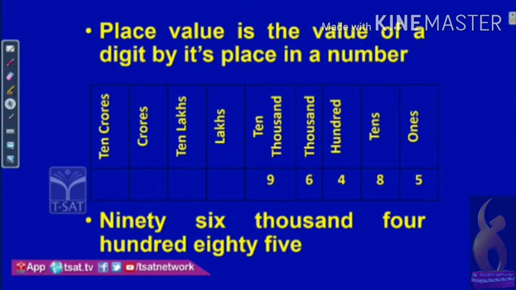The place value is the value at which the digit appears. For example, if you look at the number, 5 is in ones place, 8 is in tens place, 4 is in hundreds place, 6 is in thousands place, and 9 is in 10,000s place. Like that, we have the other place values, which are lakhs, 10 lakhs, crores and 10 crores.